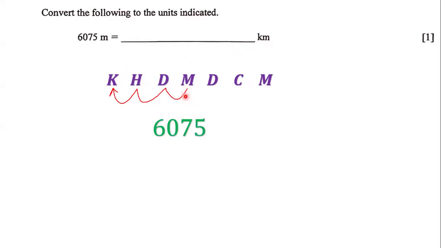So that means that all I need to do is, remember, I move 3 times to the left or to the right. Because remember, meters is here and I move this way. So 3 times to the left or to the right? To the left. To the left, right?